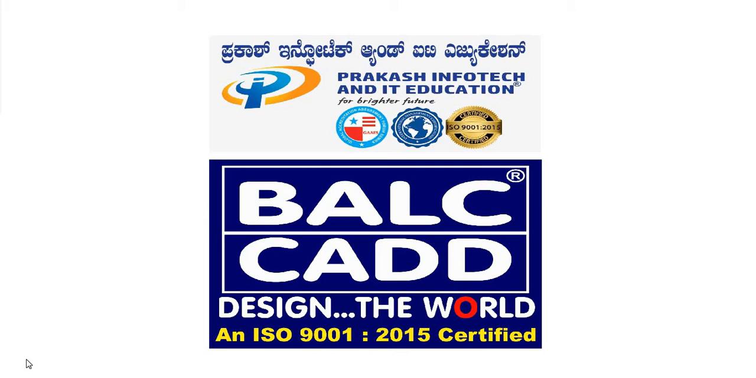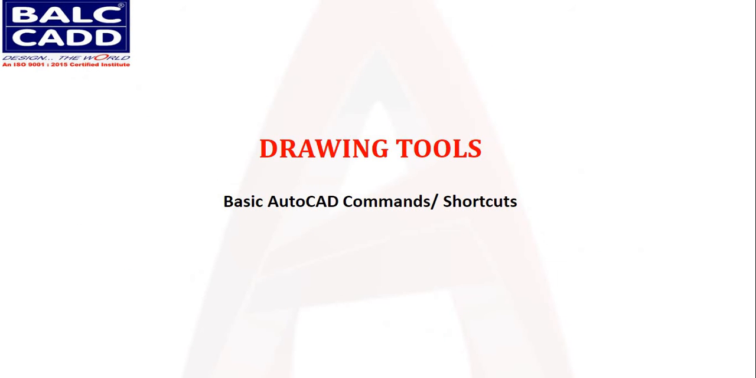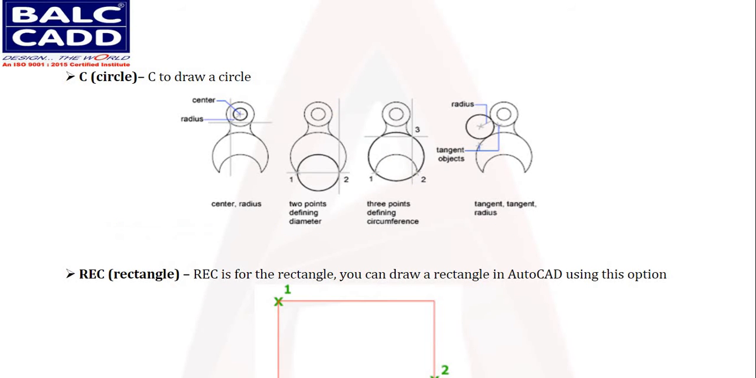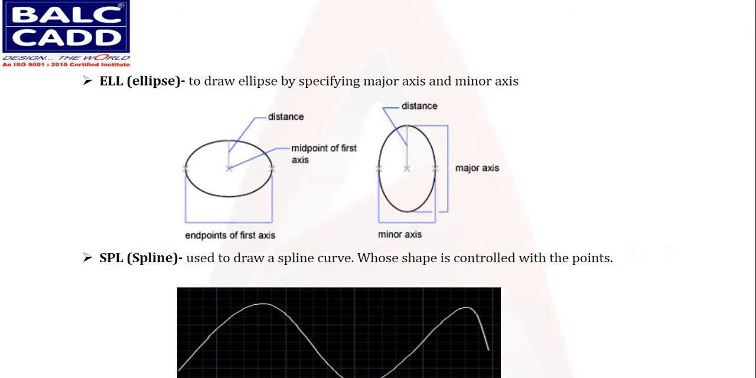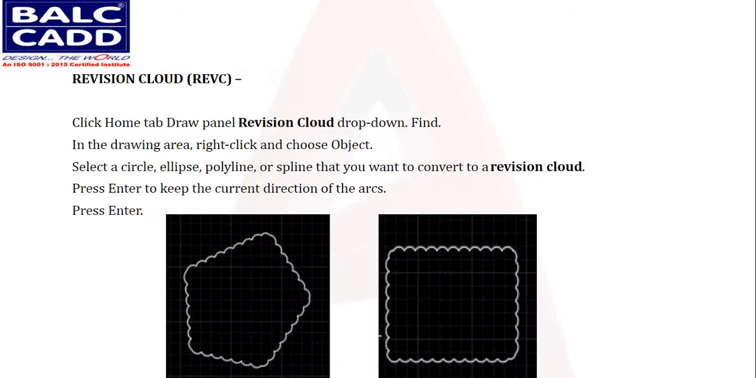In this video, we are going to deal with drawing tools in AutoCAD. What are the drawing tools that are present in AutoCAD? Let us see. Here, the first command is line, then polyline, circle, rectangle, arc, polygon, ellipse, spline, donut, wipeout, and then revision cloud. Now let's see how to draw these commands in AutoCAD.